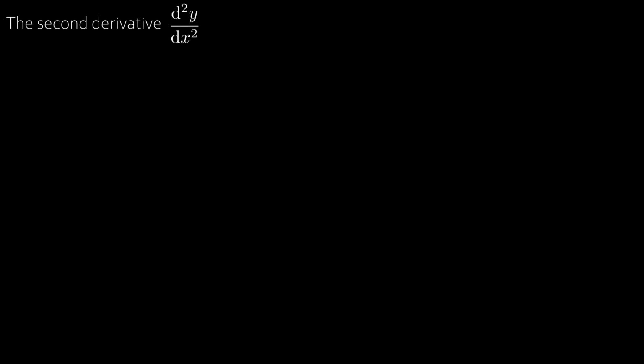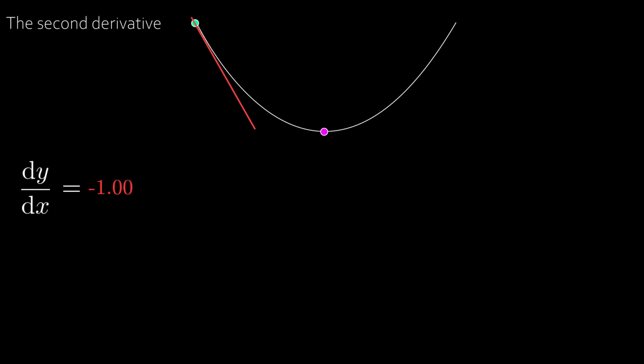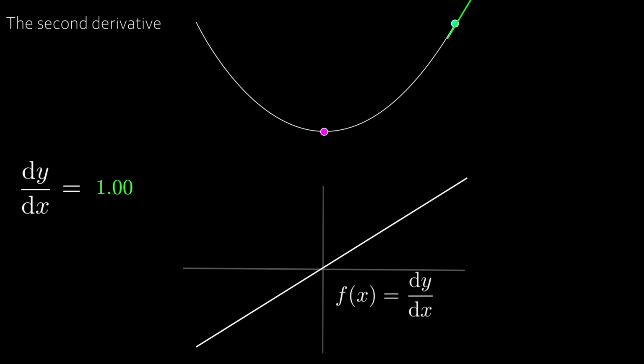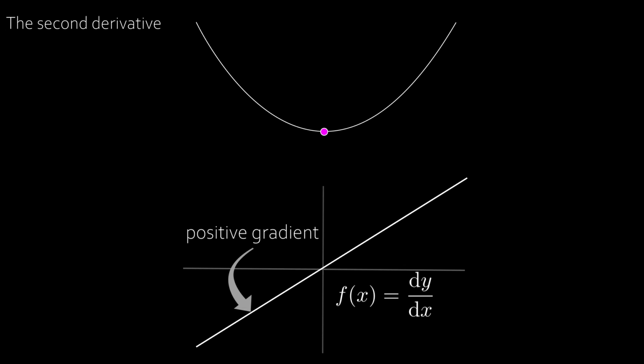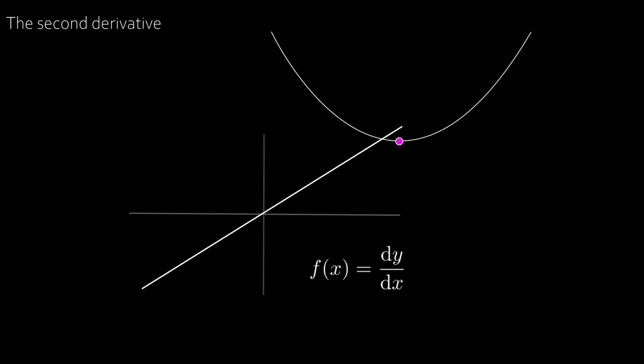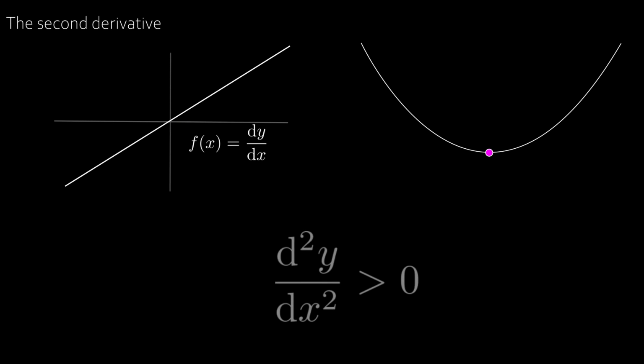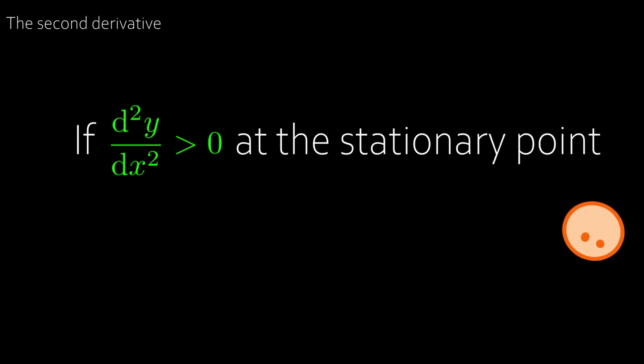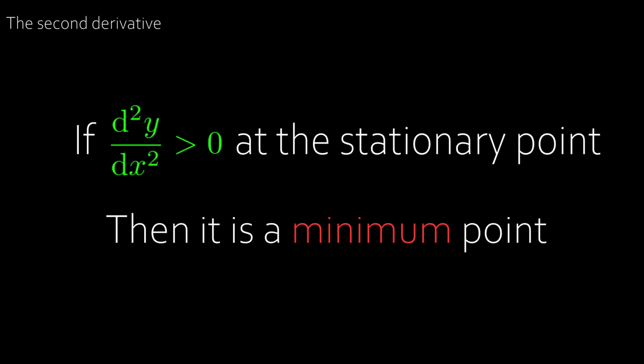Now let's consider the graph near any minimum point, and let's again plot the gradient, or dy/dx, on a graph. We see at first that the gradient is negative, and then it goes towards 0 and then becomes positive. Now the function we have drawn is dy/dx, and this function has a positive gradient. That means, like before, that d squared y over dx squared is bigger than 0, and this gives us the famous rule that if the second derivative is positive at the stationary point, then it is a minimum stationary point.